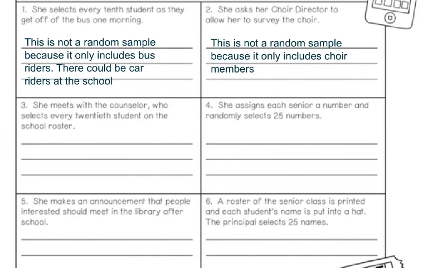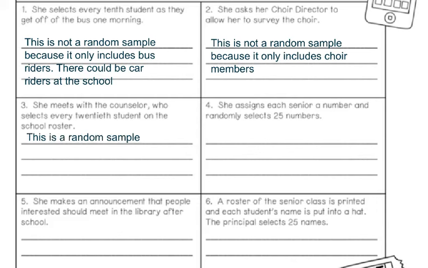Scenario 3 says she meets with the counselor who selects every 20th student on the school roster. This is a random sample, since this includes every student on the school roster that has the same amount of chance to be selected. It is also random because it's every 20th student instead of picking random amounts of students.